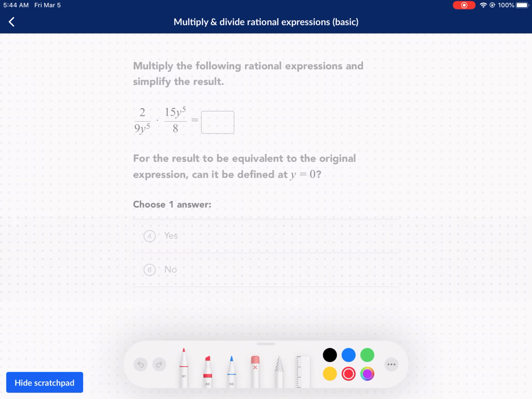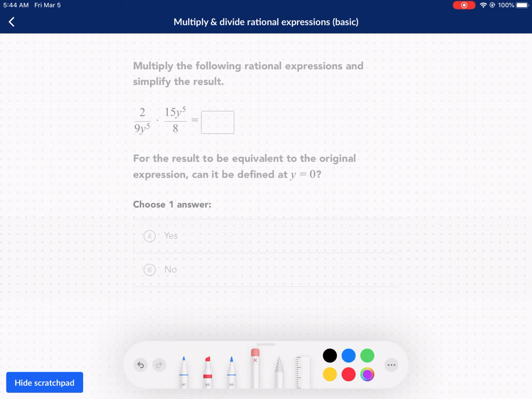Now, what most students tend to do is they tend to just multiply the tops right away. So they're going to take top times top, bottom times bottom as the rule for multiplying fractions, and they're going to get 30y to the 5th over 72y to the 5th. Although not wrong, this kind of overcomplicates things, and it's much easier if we cancel or reduce before we multiply. So let me go ahead and show how that works.